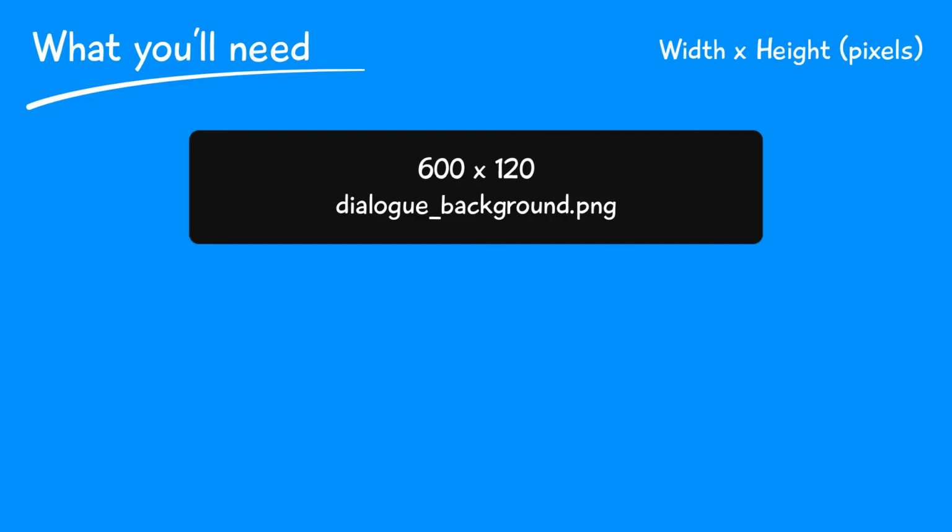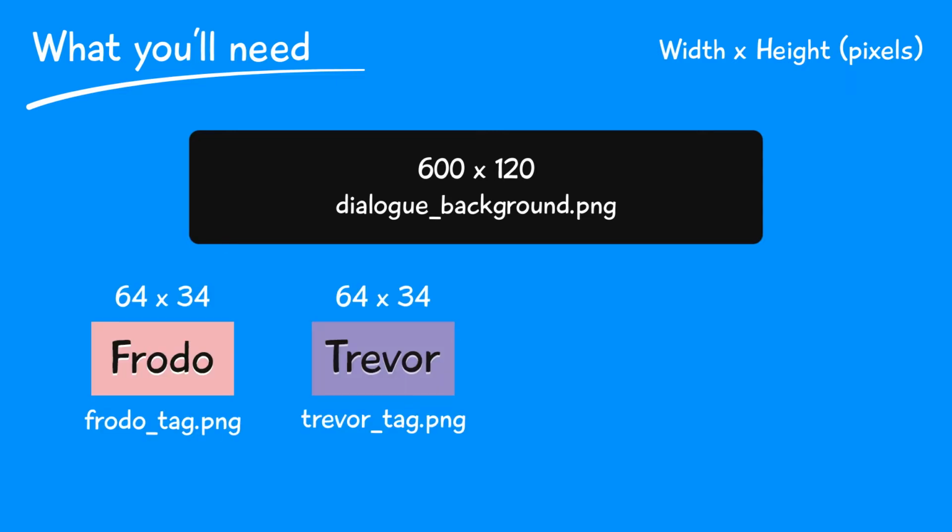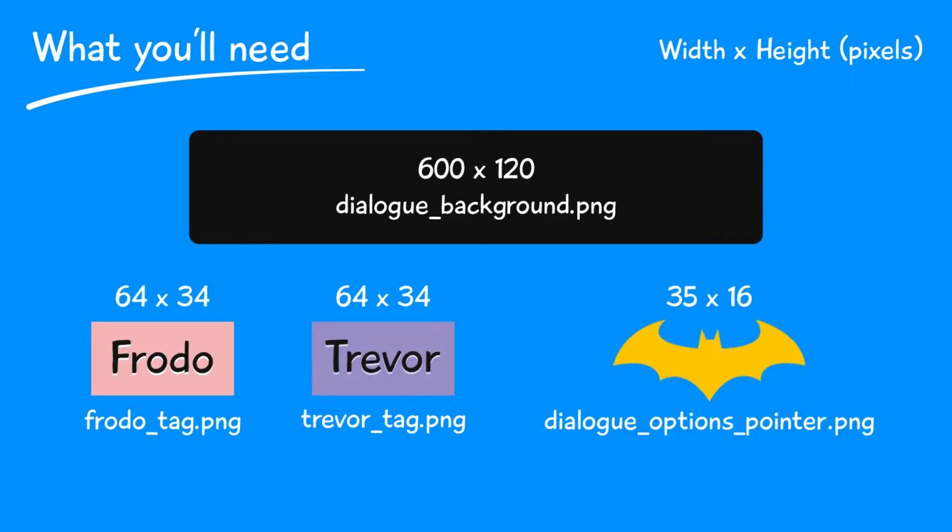They are a dialogue background, which all your text is going to appear on top of. You're going to need 2 name tags for each of your characters. And lastly, you're going to need an options pointer, which is going to move up and down when the user presses up and down when they're choosing to reply during an options.